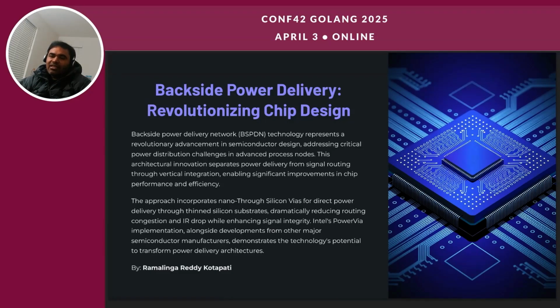So this incorporates through silicon vias for direct power delivery through the silicon substrate. We are thinning the silicon substrate. The silicon substrate means the substrate in the CMOS device. We are thinning it as much as possible to connect the backside power with the front side of the design, integrating the front side of the design with the through silicon vias. This reduces routing congestion and IR drop, and improves signal integrity. Intel has a power via implementation, and further developments are going on at other manufacturers like TSMC and Samsung. I'm going to discuss more on this in my coming slides.